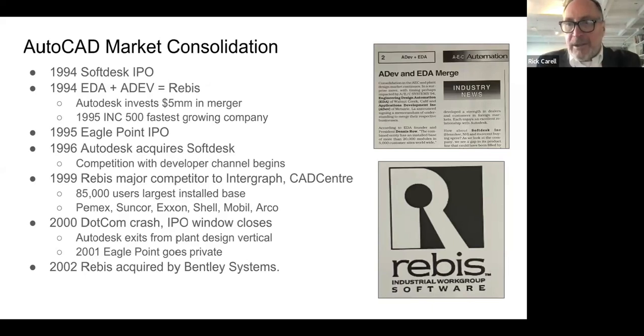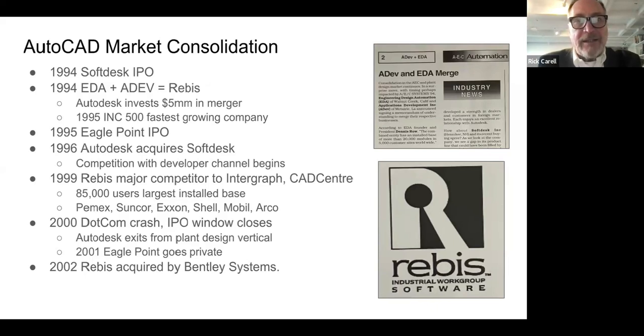If you can believe this, it was before Sarbanes-Oxley and all that stuff. Here's a company that just did an initial public offering. They didn't even have their own graphics engine. They were just an add-on to Autodesk. I mean, this is unbelievable. They had an IPO in 1994.